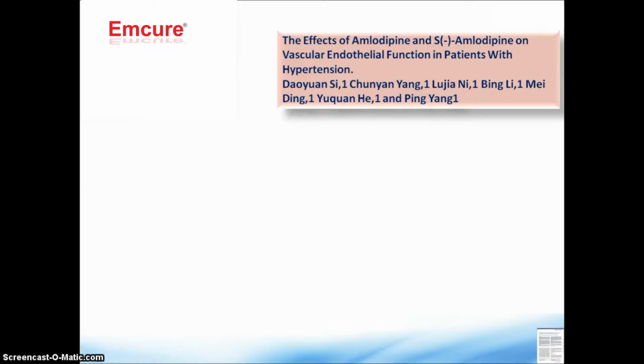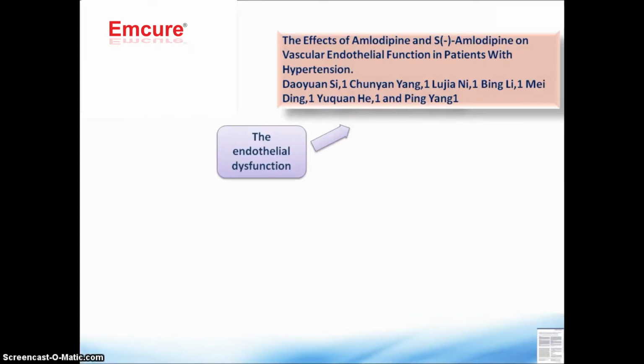Now going on to the next slide, this is an important slide when we talk about the effects of amlodipine as compared to S-amlodipine on the vascular and endothelial function in patients with hypertension. This was an original article which was published recently, and the doctors and even the pharma companies are now talking about something called eNOS. We'll talk about it later. First we'll understand what endothelial dysfunction causes in these patients and how it is related to hypertension.